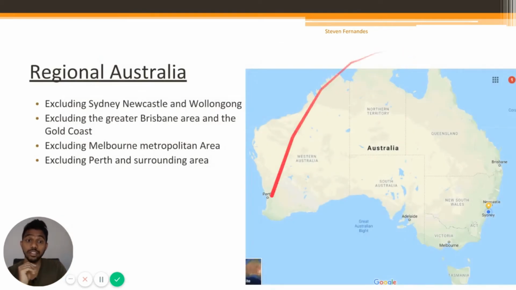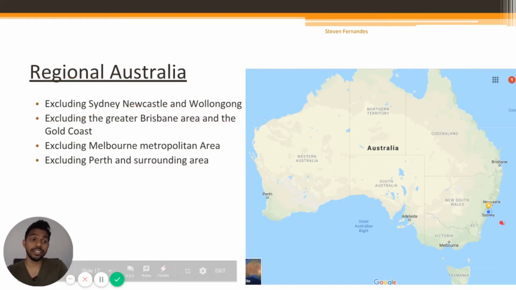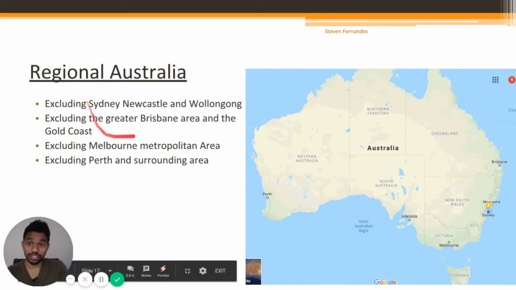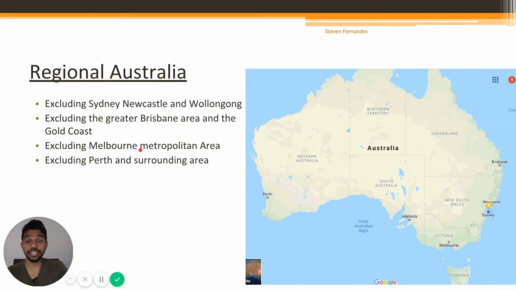So this is a beautiful map of Australia, and regional Australia is basically regions that exclude Sydney, Newcastle, and Wollongong. So that's over here. It excludes the greater Brisbane area and the Gold Coast. So that's somewhere out here. It excludes Melbourne, which is out here, and it excludes Perth and surrounding area, which is out here. So any place outside of these cities that I mentioned is considered regional Australia.